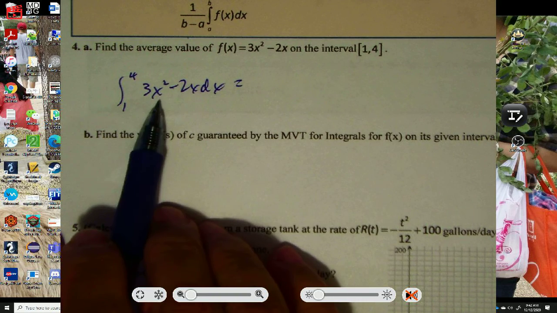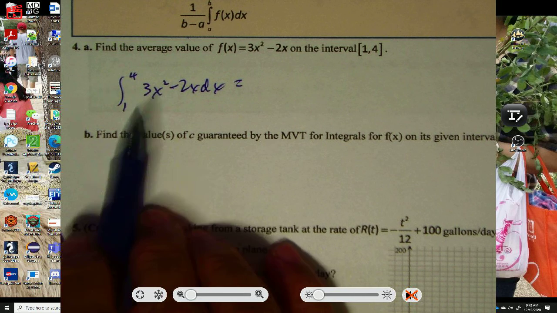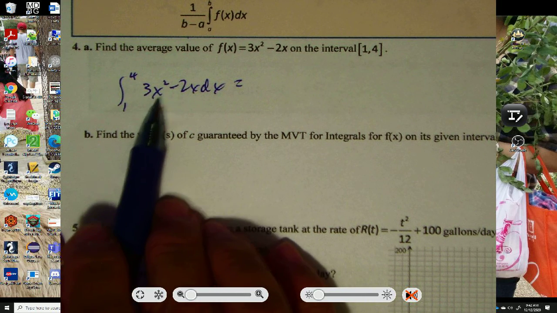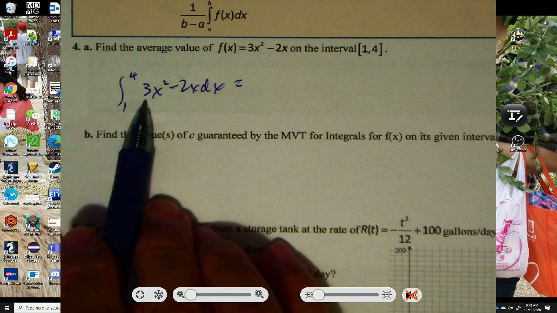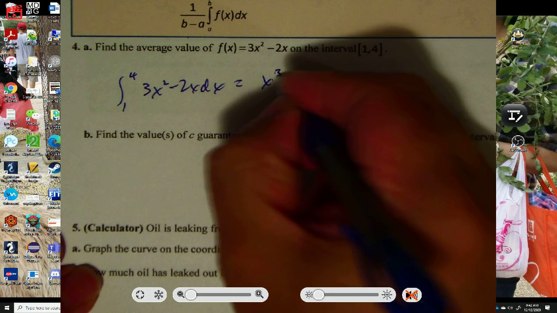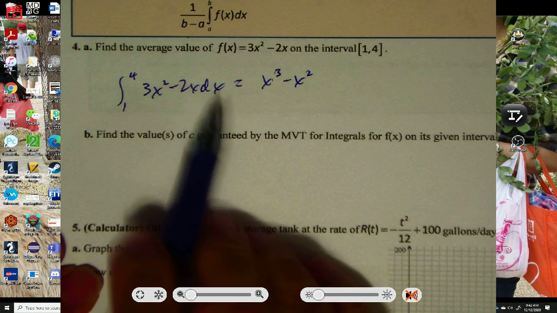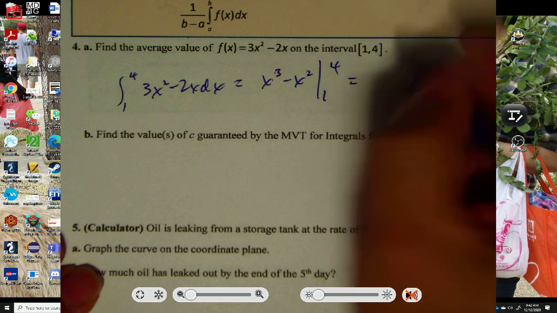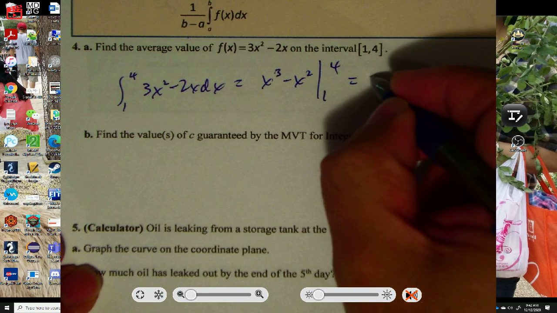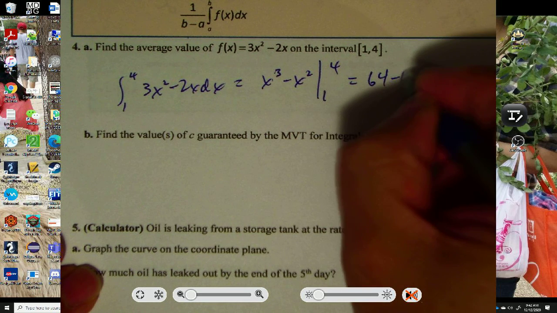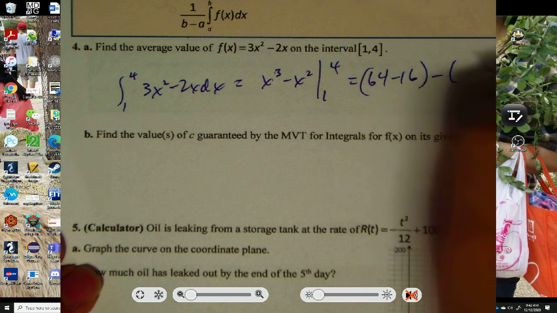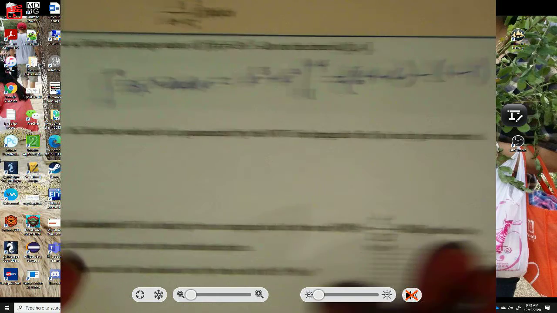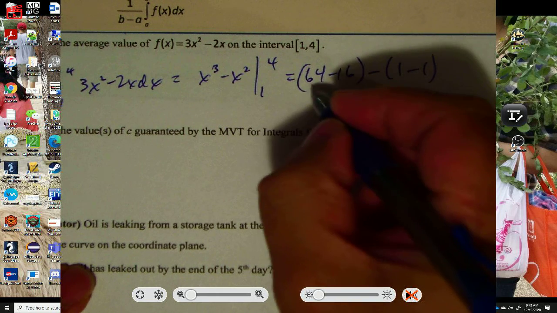So when we integrate that, you add 1 to the exponent, divide by the exponent, right? This is very nicely done because we're going to get rid of that 3. So that would be x cubed minus x squared, right? Add 1 to the exponent, divide by the exponent, so that 2 disappears too. And we're going to take it from 1 to 4. So you plug it in. 4 to the third is 64 minus 16. Plug in the 1: 1 minus 1. That's 0. So that's 48.